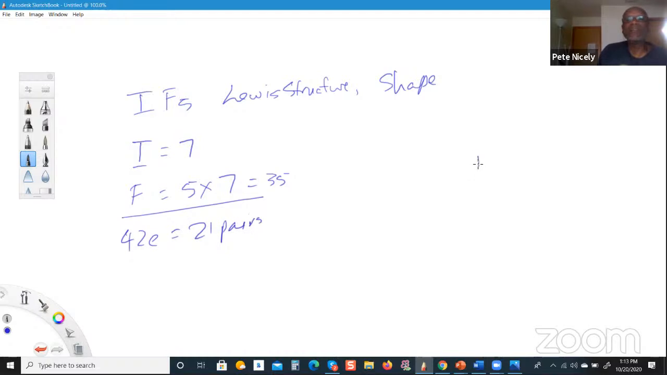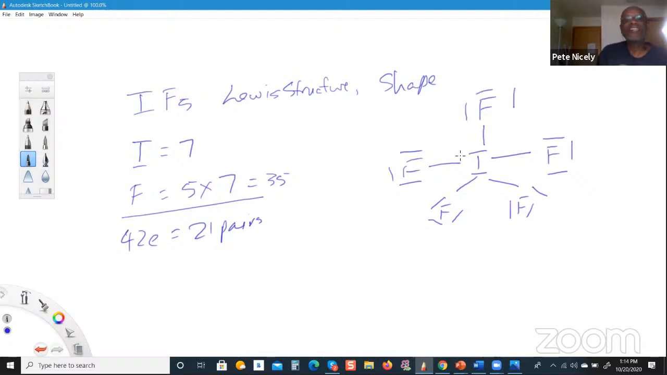Okay, so we put the iodine in the middle and we surround it with the fluorine atoms. All right, and then we put the bonding pairs, 1, 2, 3, 4, 5. Then the non-bonding pairs, 6 through 20. So we have used up 20 of the 21 pairs. So the 21st pair will go here, on the iodine, okay? So that's the Lewis structure.